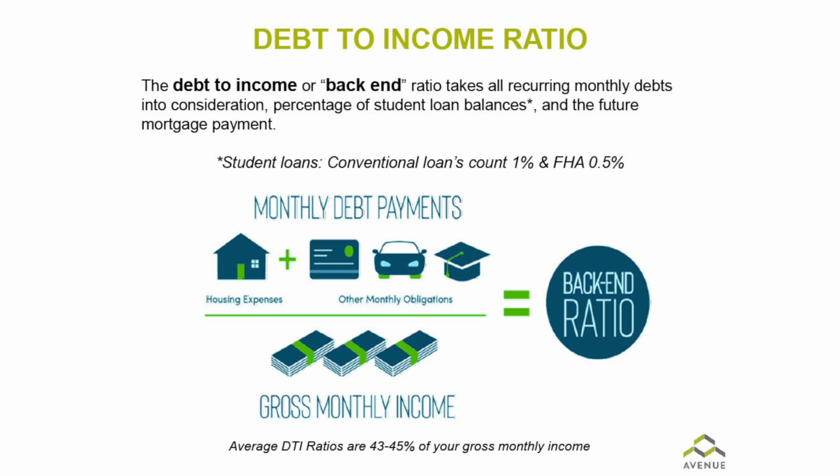So in the example that I used, if you took 2,700 total and divided it by the 6,000 times 100, you would get your 45% debt to income ratio for your back ratio, which is the maximum that they would allow.